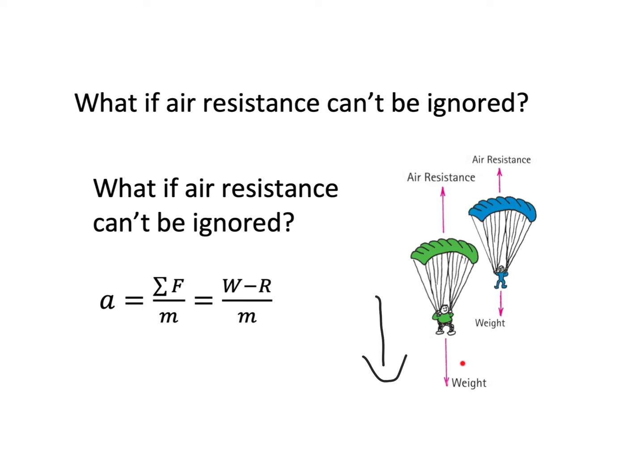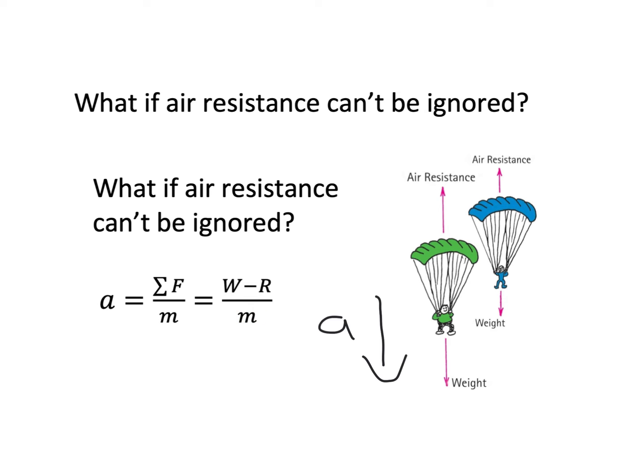Because we know that if we have forces in opposite directions, one of them has to be positive and the other one has to be negative. And usually, whichever way something is accelerating, that's the way we line up our positive. So when you look at our formula here, the total force is going to be the weight minus the resistance of air. So W minus R, that's the total force, divided by the mass.